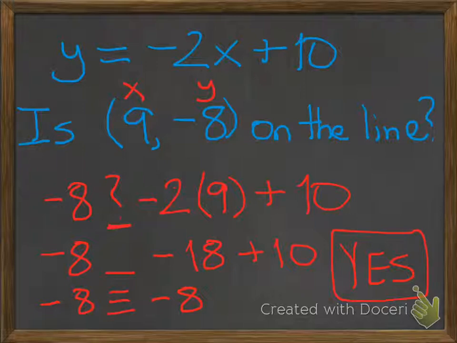Okay? So basically, if you see that the numbers on both sides are equal, then you know it's on the line. If it's not, of course, then it is not on the line. All right? So that's how you do problems like this. If it's asking whether a point is on the line, you just place the values into the equation.